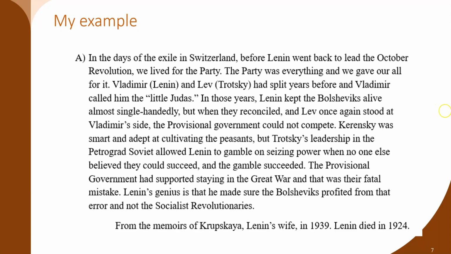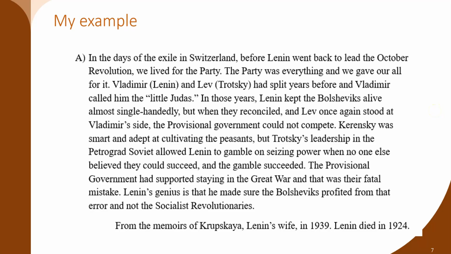In the days of exile in Switzerland, before Lenin went back to lead the October Revolution, we lived for the party. The party was everything, and we gave our all for it. Vladimir Lenin and Lev Trotsky had split years before, and Vladimir called him the little Judas. In those years, Lenin kept the Bolsheviks alive almost single-handedly, but when they reconciled and Lev again once stood at Vladimir's side, the provisional government could not compete.